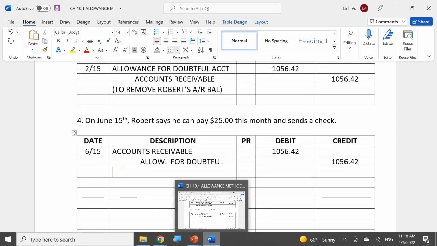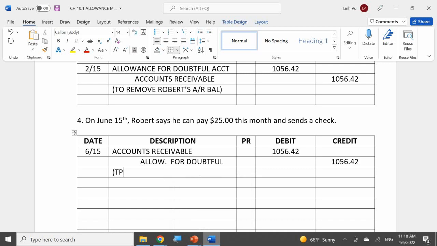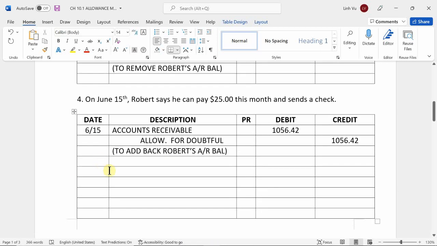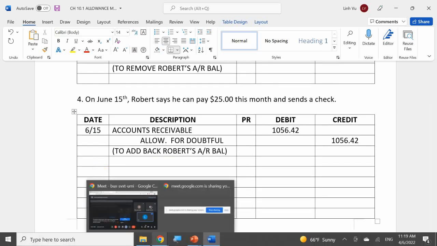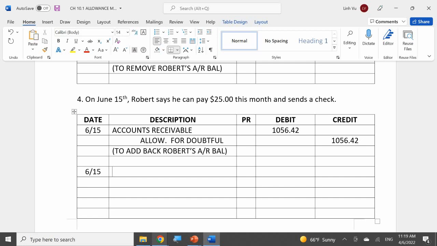And then I'm going to go ahead and say add back Robert's accounts receivable balance. And then now I can go ahead and receive the payment. So in this case, I received a payment for $25. So how am I going to journalize this?